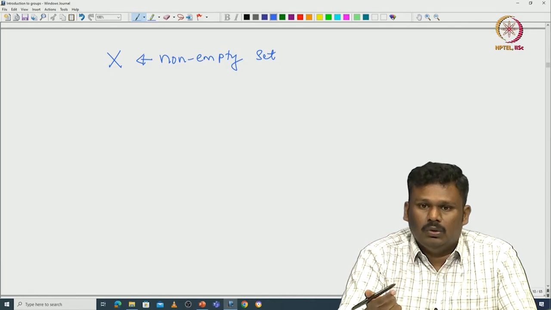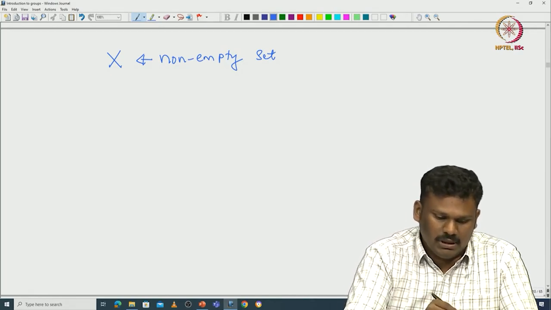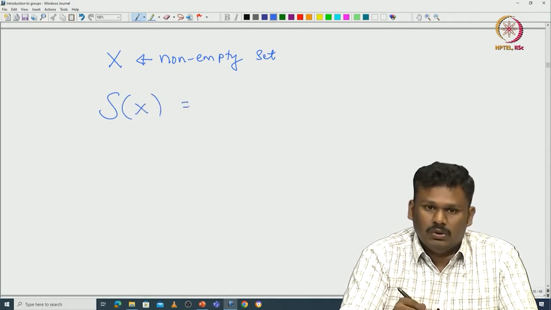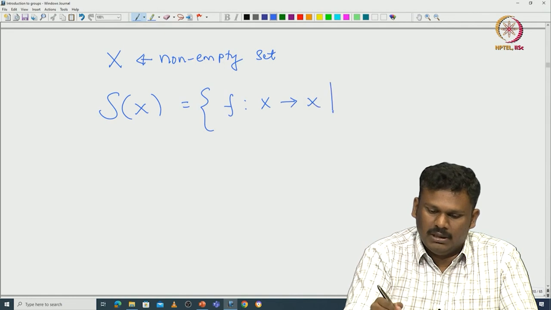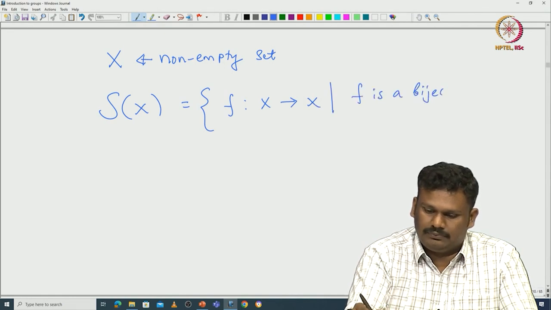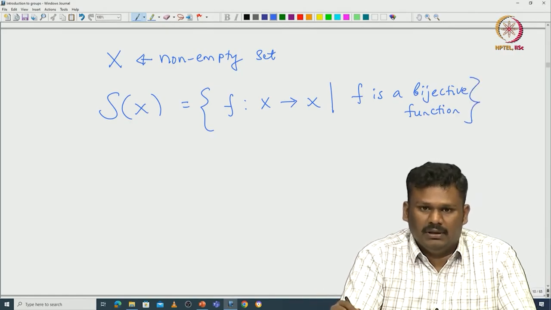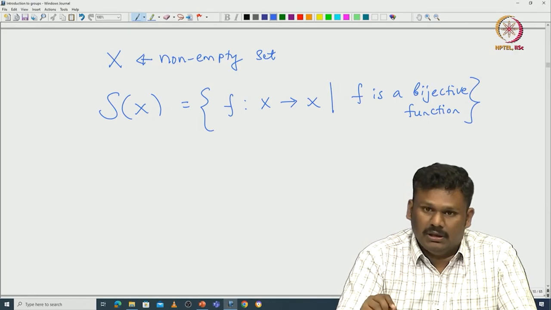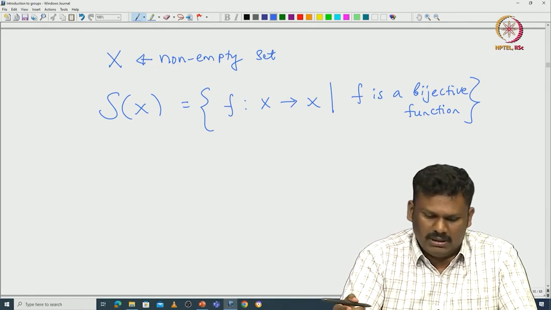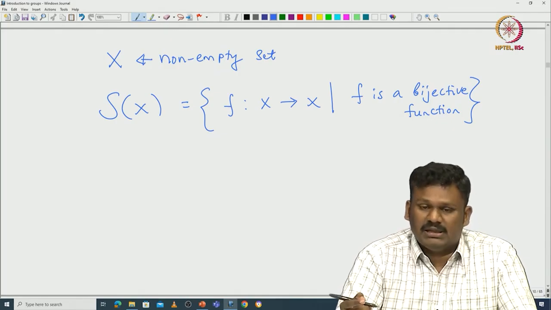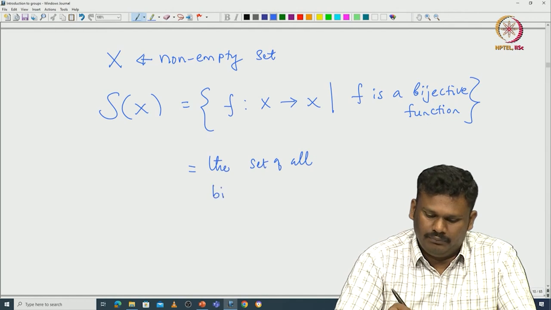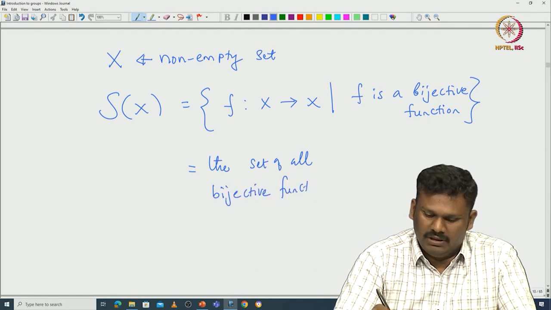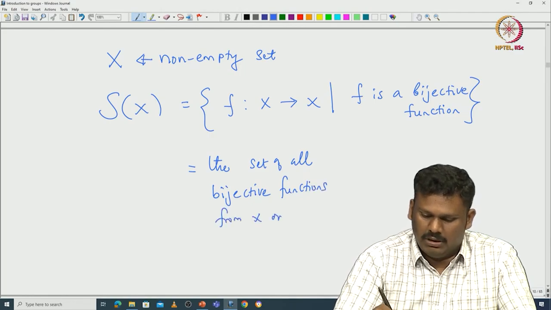So that way we will be able to define the action of the group on this set X. Here is the natural group that naturally acts on X. That is called the symmetric group, which we denote by S of X. So what is this? This is the set of those functions from X to X such that f is a bijective function. I hope all of you are familiar with what a function, a bijective function is and so on. Those things will not be defined here. I just assume you know those things. So you take S of X to be the set of all bijective functions from X onto X.